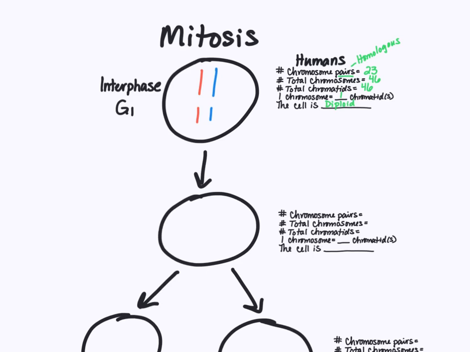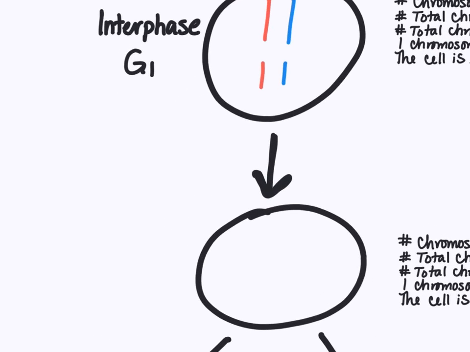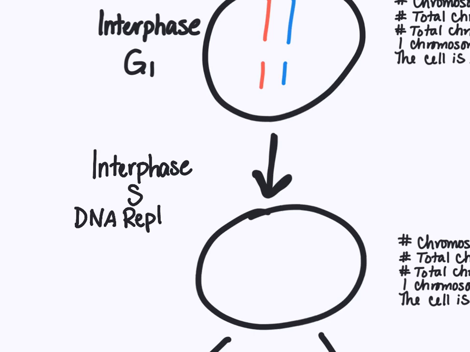So now let's take a look at what's happening at this arrow here. Let's see what happens between this first circle and this second circle. This arrow here stands for the S phase of interphase. And remember that the key thing that happens during the S phase is DNA is replicated. So DNA replication occurs during the S phase of interphase.